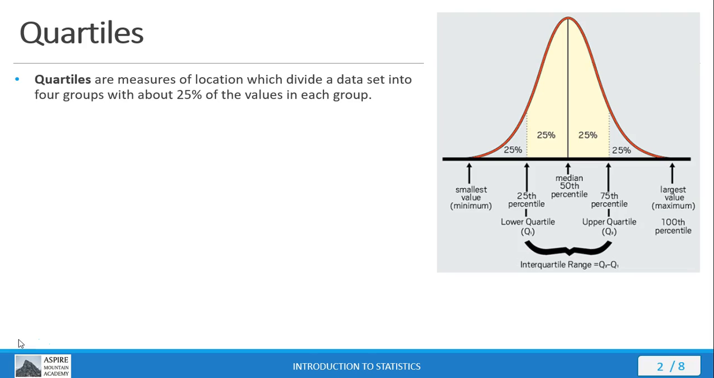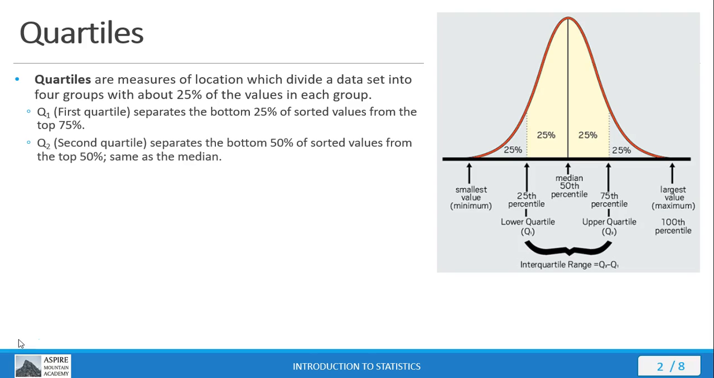Now, we've seen percentiles can range anywhere from 1 to 99, but there are some percentiles that are of greater interest than others. These are the quartiles. Quartiles are just the percentiles divisible by 25, so they divide the area under the distribution curve or the data set into 4 groups with about 25% of the values in each group. The first quartile, symbolized by Q sub 1 or Q1, separates the bottom 25% from the top 75%.